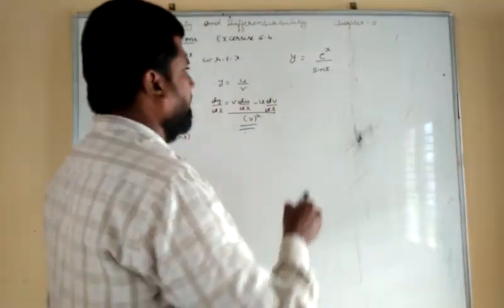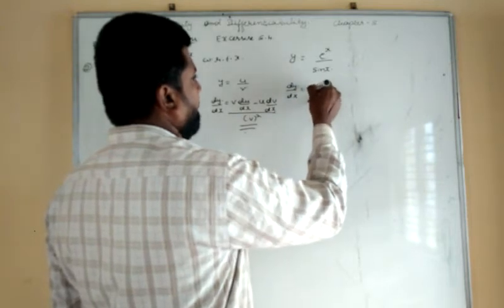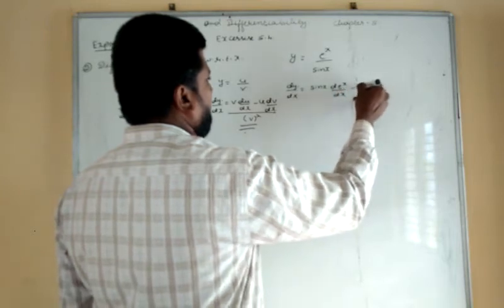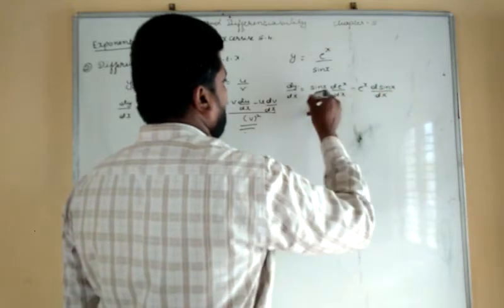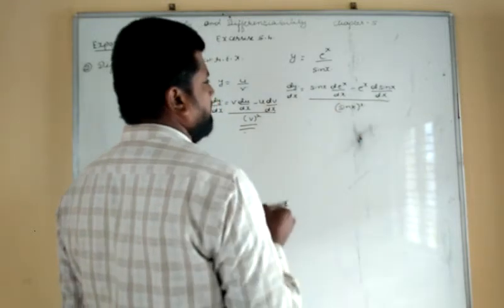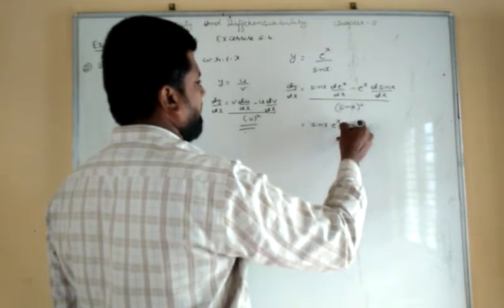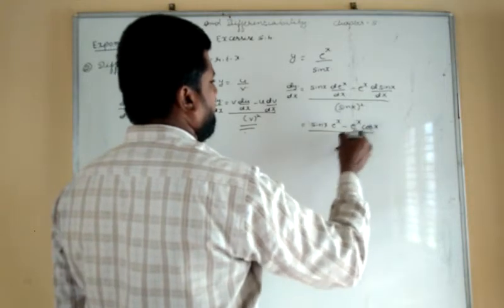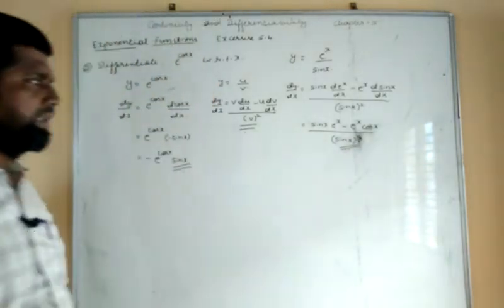So here differentiation of y with respect to x is equal to sin x, differentiation of e to the power of x, minus e to the power of x, differentiation of sin x, by sin x whole square. Then sin x as it is, e to the power of x differentiation, e to the power of x, minus e to the power of x, sin x differentiation is cos x, by sin x whole square. So this is the answer.